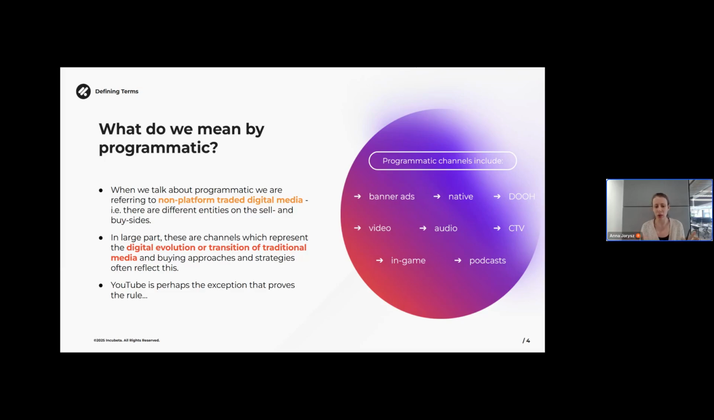And I think what a lot of these channels have in common is that while they are very much digital channels, most of them represent an evolution or a transition of more traditional media into the online world. A lot of them have analogs. Display is the online version of print. Digital out of home is the online version of out of home. So I think these form a set of channels that operate slightly differently to the more digital native channels, things like search and social.